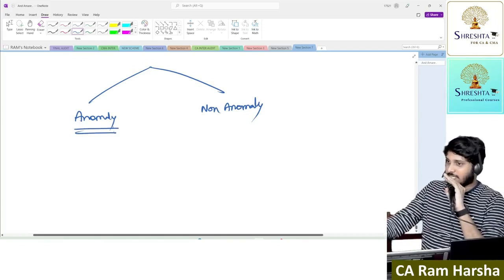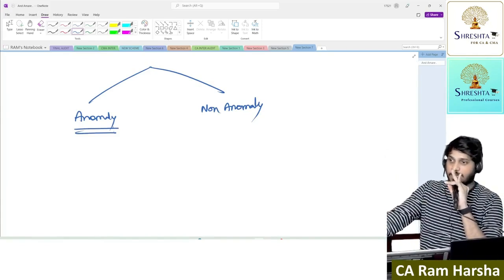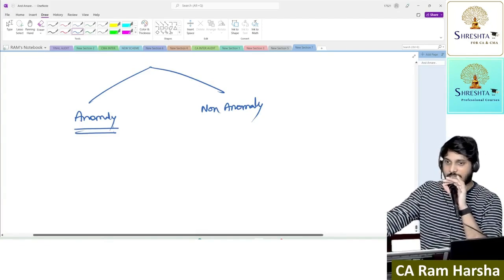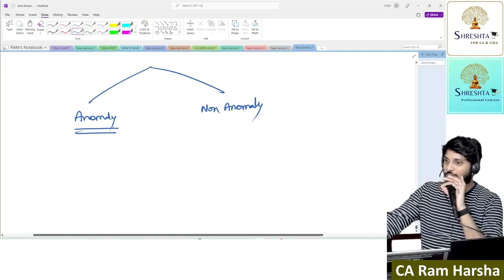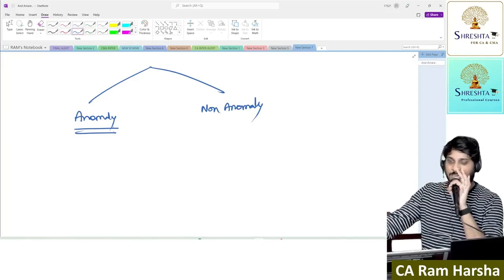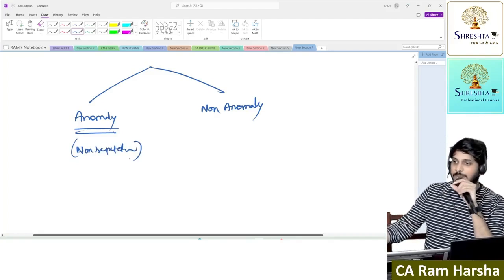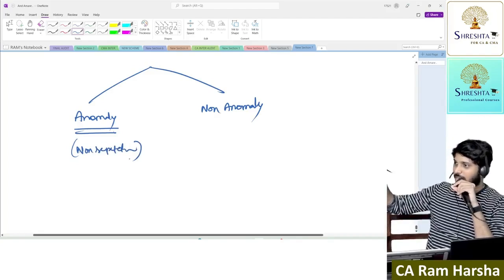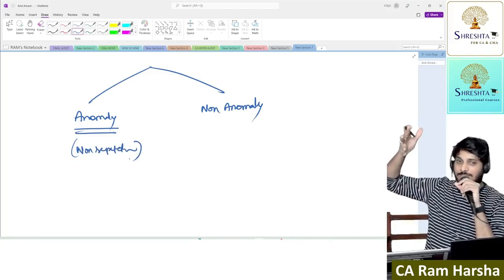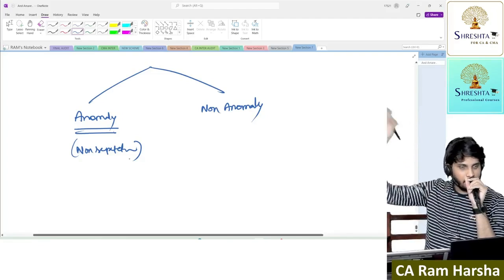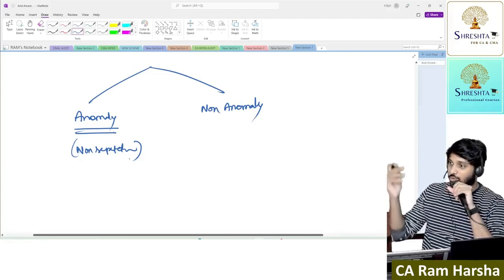Anomaly has a definition: a rate of deviation or misstatement that is demonstrably non-representative of the population. Anomaly means a non-repetitive mistake, one not representative of the population. What do you mean by that? This mistake is there only in the sample I have selected. It will not be there in the population.